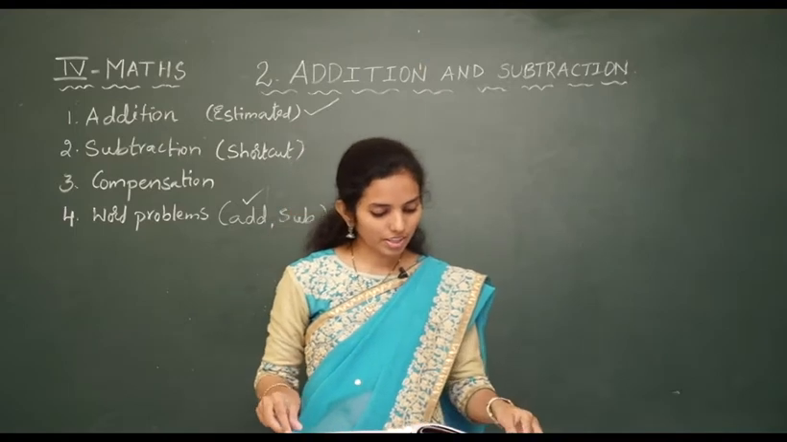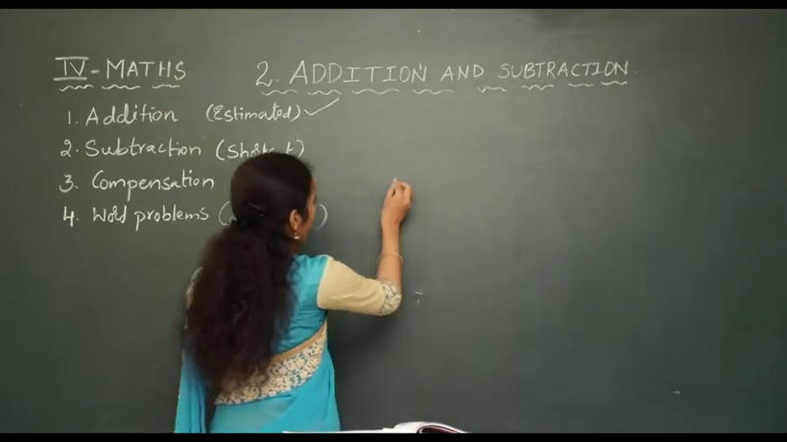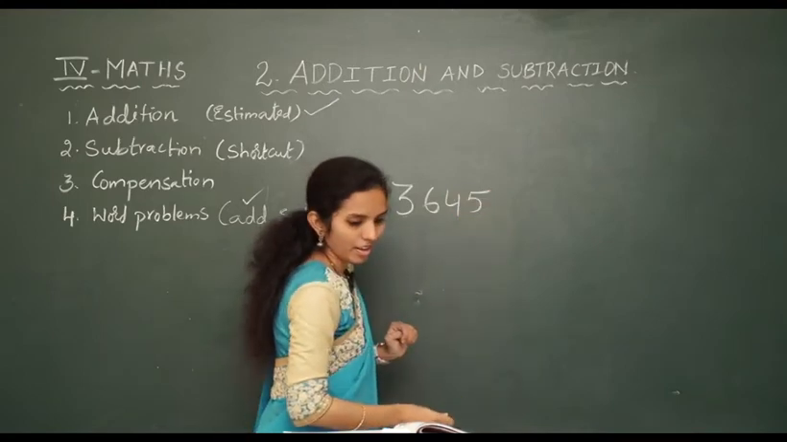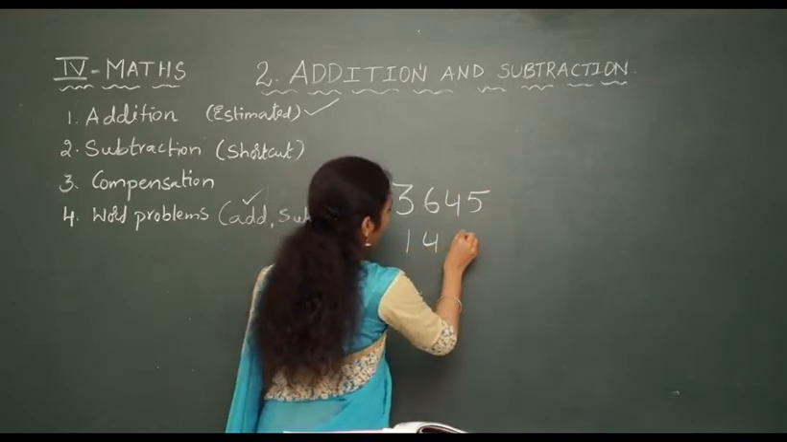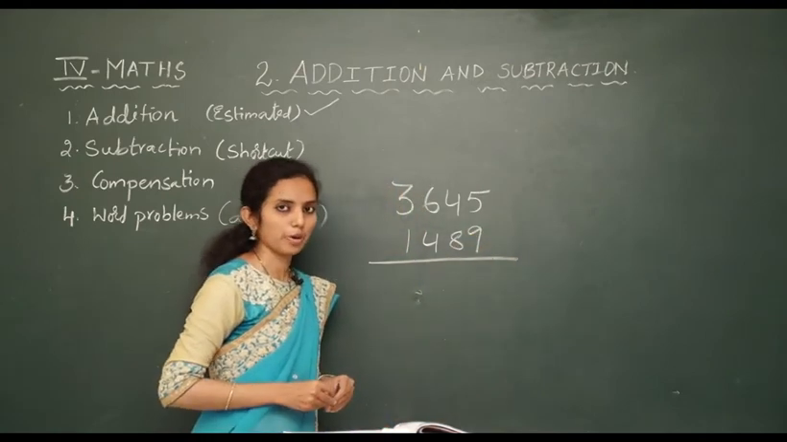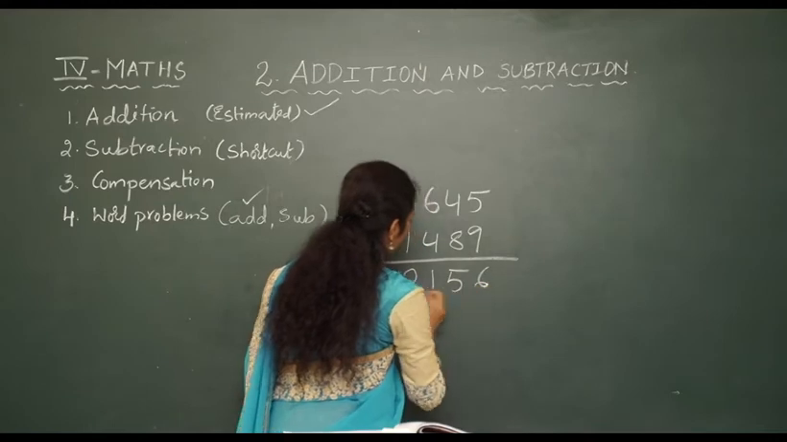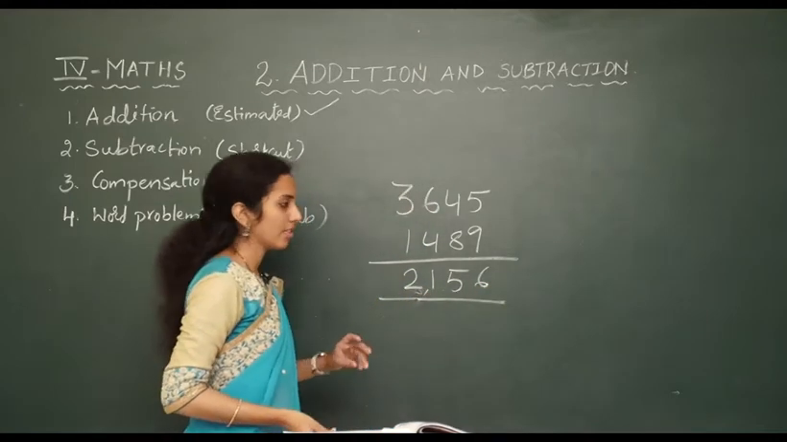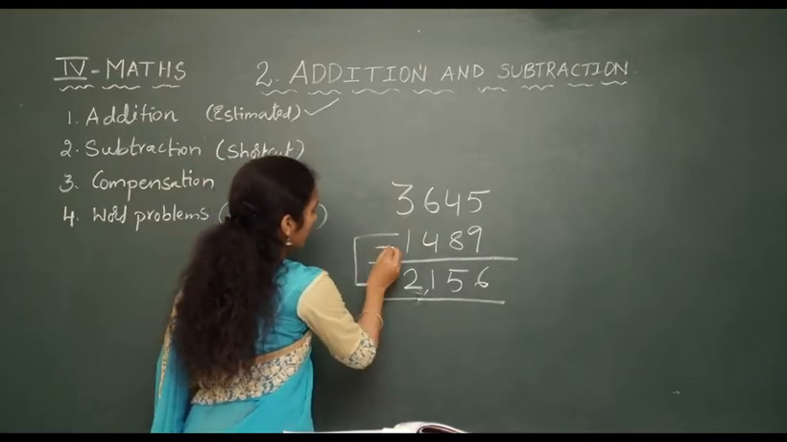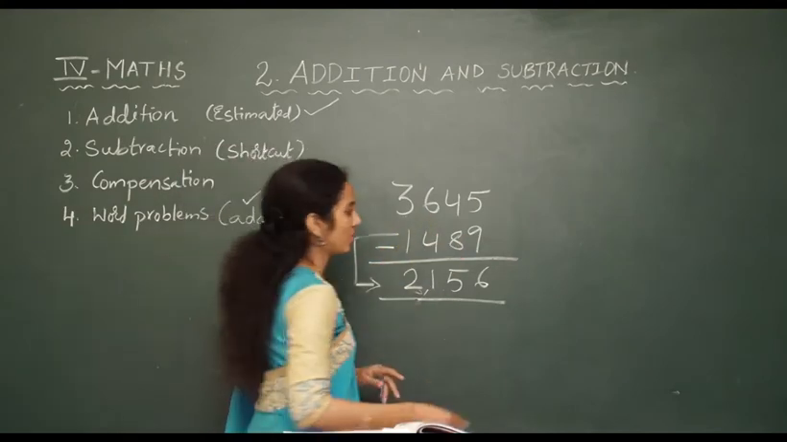So the number given here is the same number, 3645 and 1489. So the same number is given for the cross checking purpose also. Let us try here. So what is the answer we got here? 2156 is the answer we got here. So what we have discussed, if we add these two numbers, the subtracted number and the result, we will get the first number. That is our logic. So let us try it.